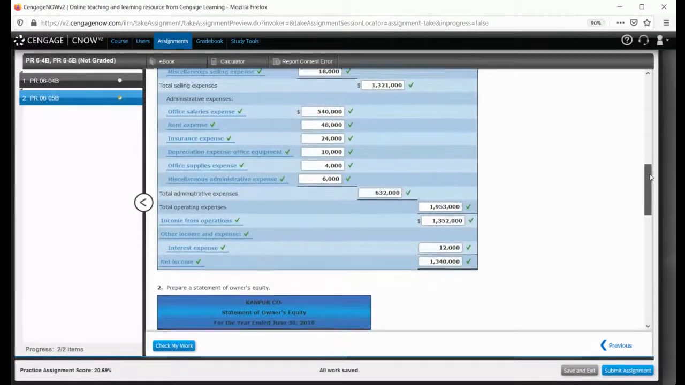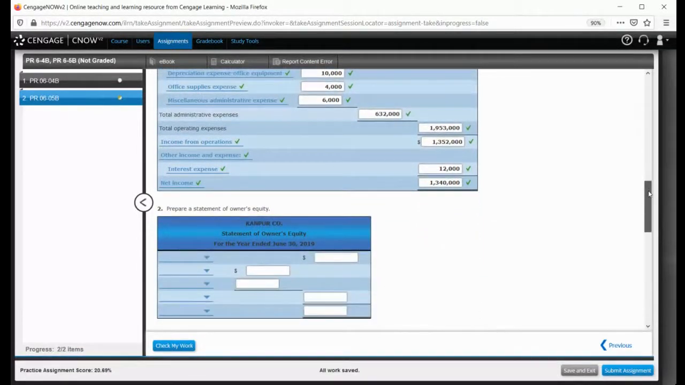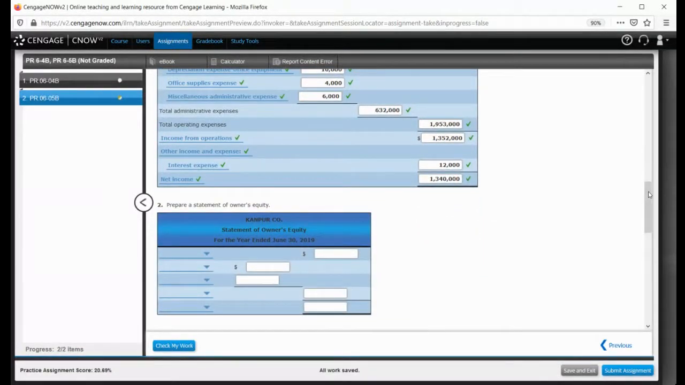I don't hear any questions, so I'm going to move on to the statement of owner's equity. You remember that we always prepare the statement of owner's equity after the income statement because the net income is going to end up on your statement of owner's equity. The statement of owner's equity's purpose is to show how much the owner's worth has grown during a period of time. So we're going to start the statement of owner's equity with the beginning amount of the owner's capital.